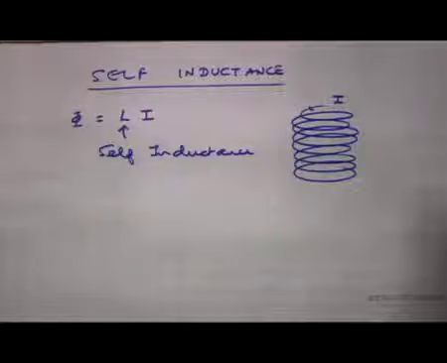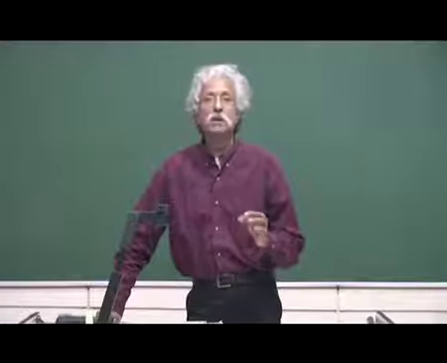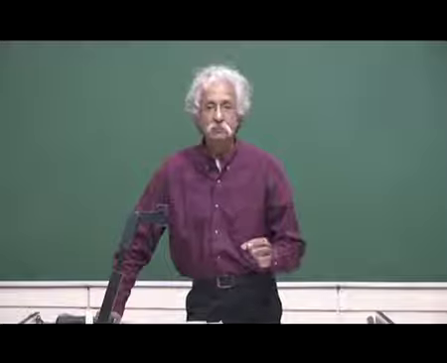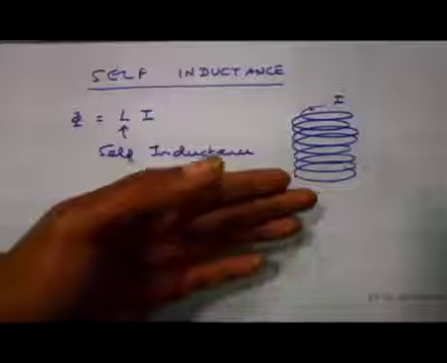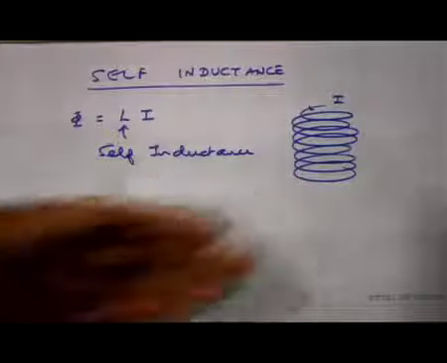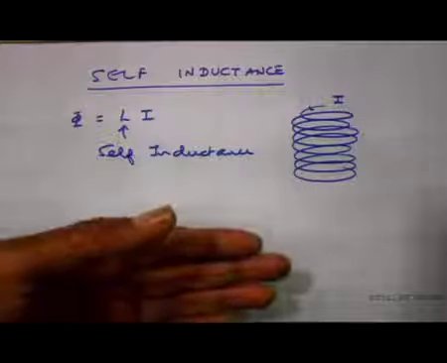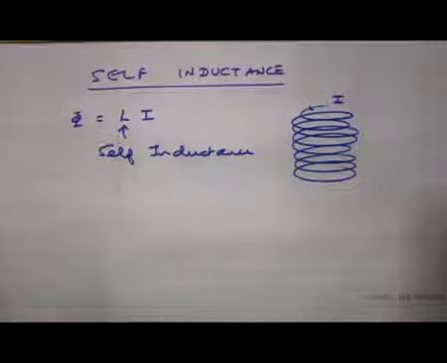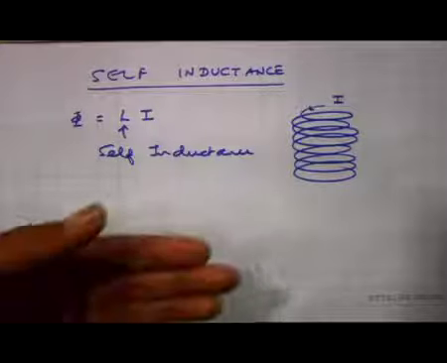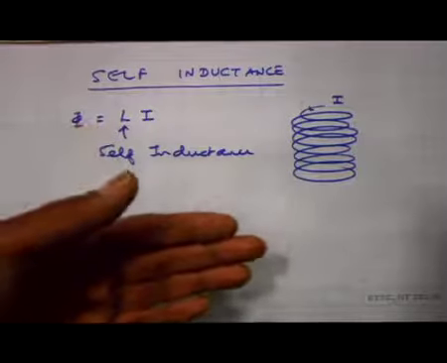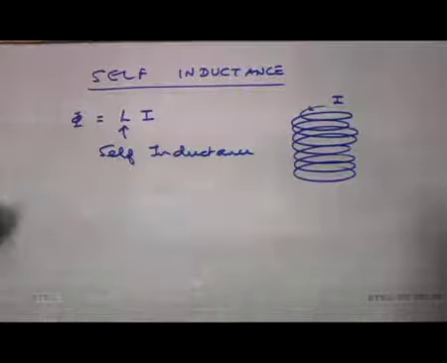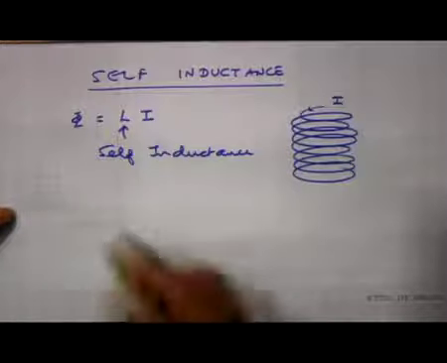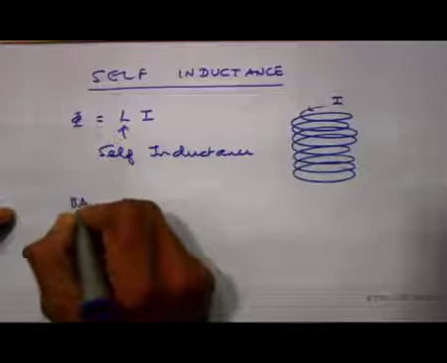whenever the current changes, the flux enclosed by the loop will change. For example, if I change the current in the solenoid, the flux enclosed by the solenoid will change. A changing flux induces an EMF, and that EMF will oppose the change in current. So, when you look at self inductance, it induces what is called back EMF.